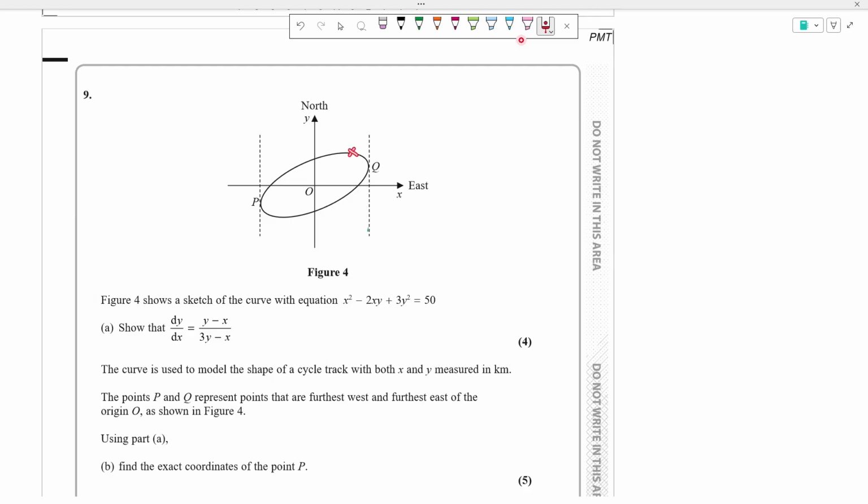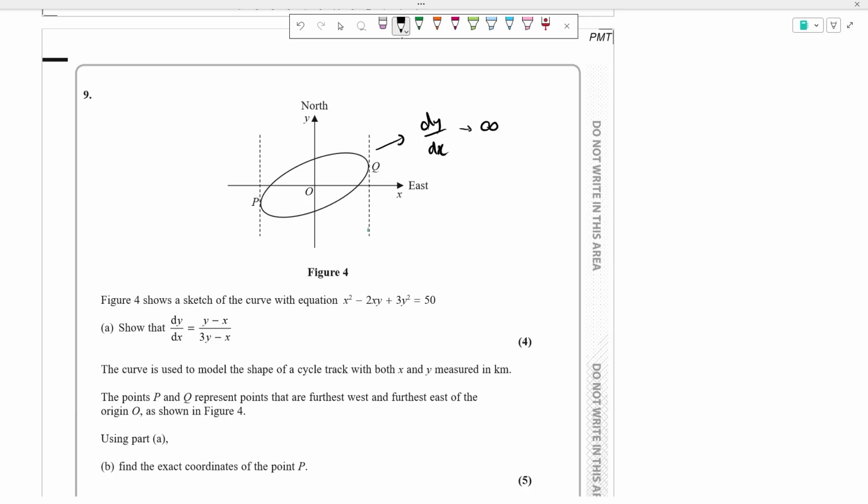The stationary points will probably be around here and here, where essentially the definition of a stationary point is when your gradient is 0, right? But in this case, your gradient is not 0. As we approach Q, you can see that the gradients of the tangents continue to increase, and then at Q, the gradient gets really big, and essentially at these vertical points, your gradient is essentially infinity, right?